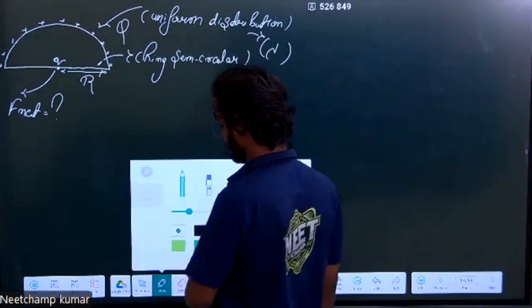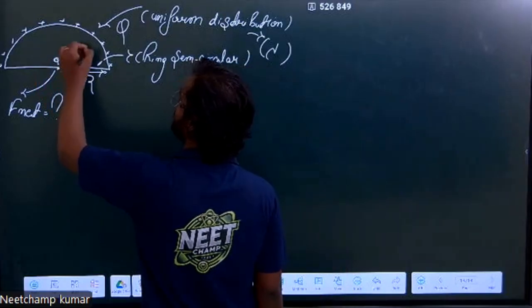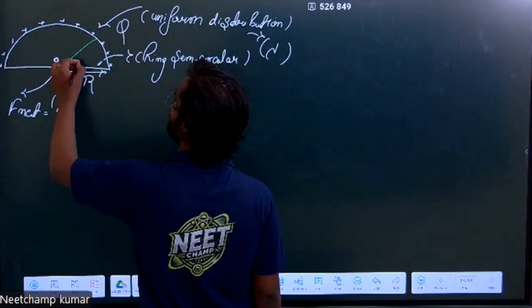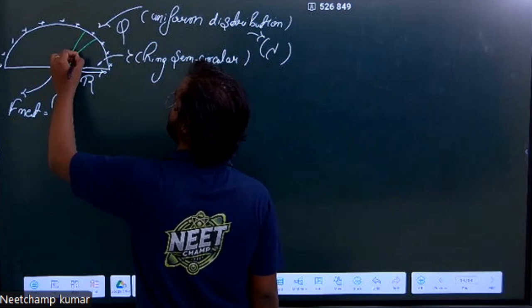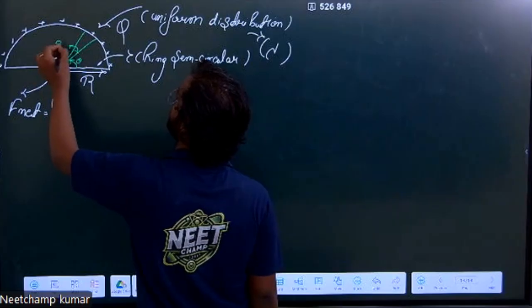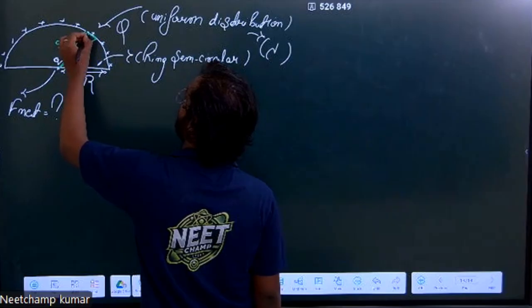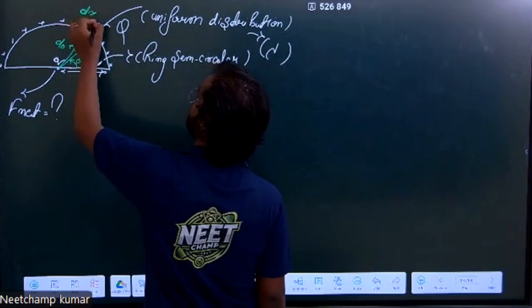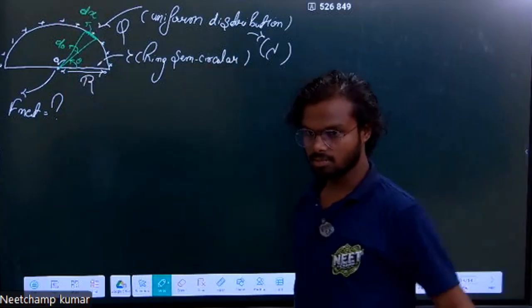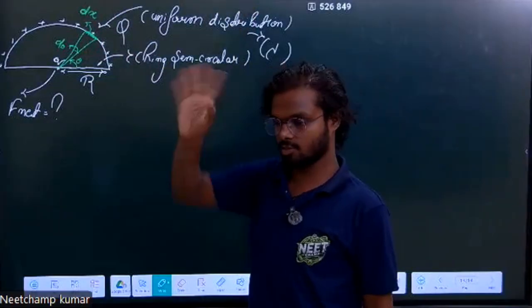So in this case, how do we take the element? We will go from a small angle theta, and we will take a small element of d theta. This is our small element, and let us name its length as dx. Don't confuse this dx with the previous ds. No, it is different.